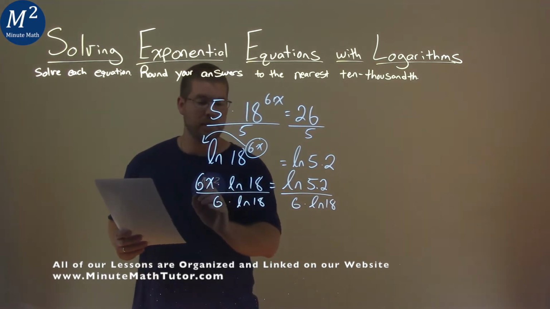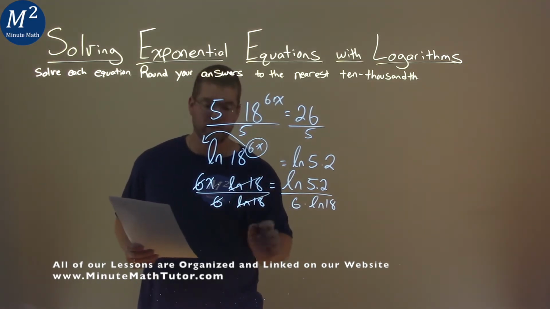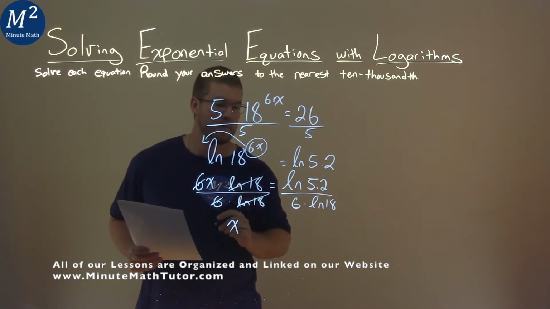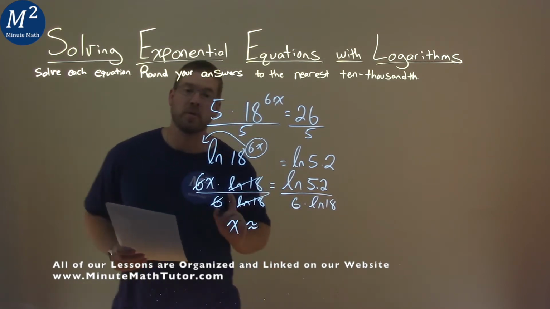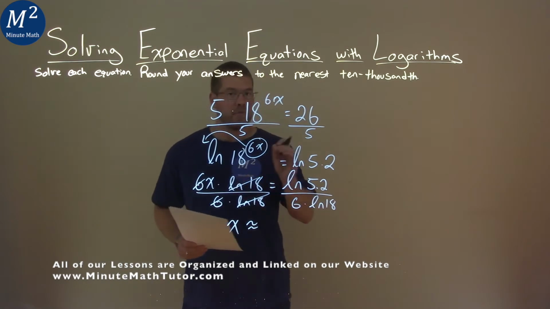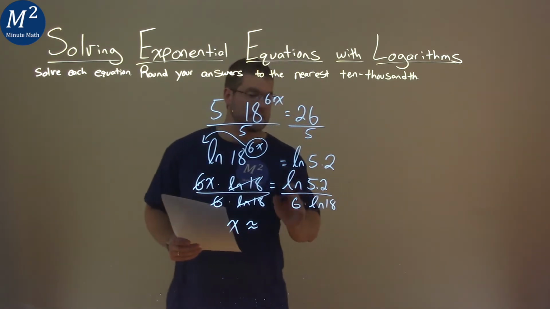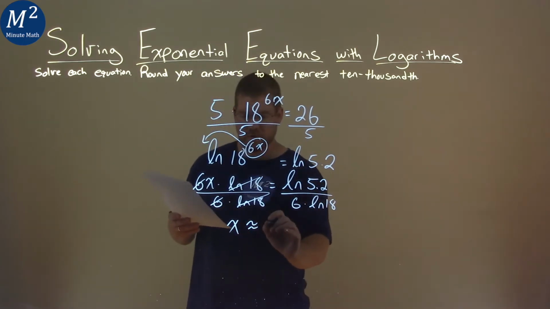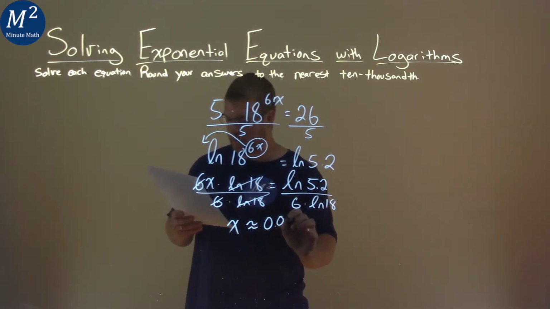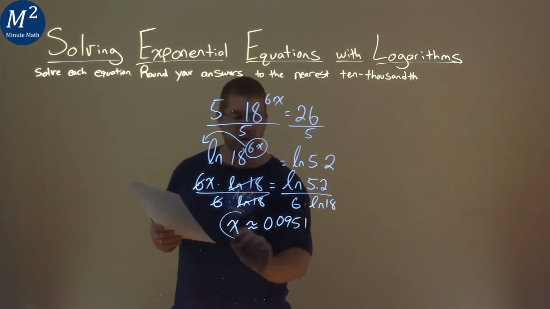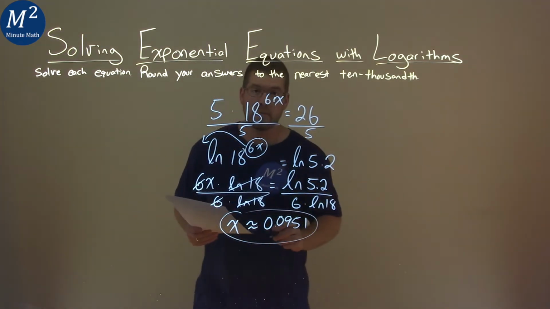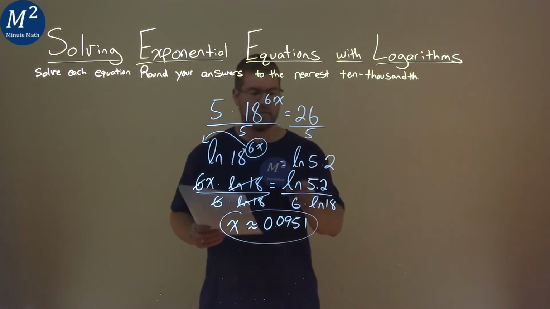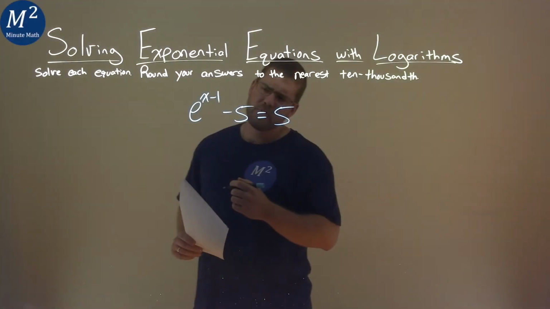We can do that for both as well, multiplication, right? 6's cancel, natural log of 18 will cancel, and x is now by itself. This is going to be approximate, and we're going to use our calculator, but natural log of 5.2 divided by 6 times natural log of 18 comes out to be the approximate answer of 0.0951. And so our final answer here is x is approximately equal to 0.0951. We're given this problem right here.